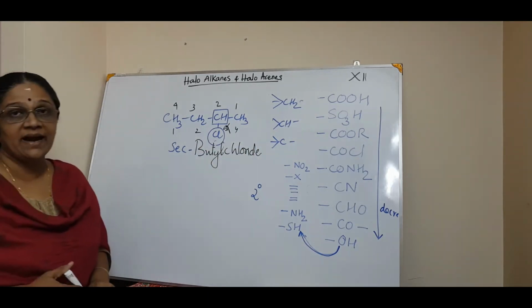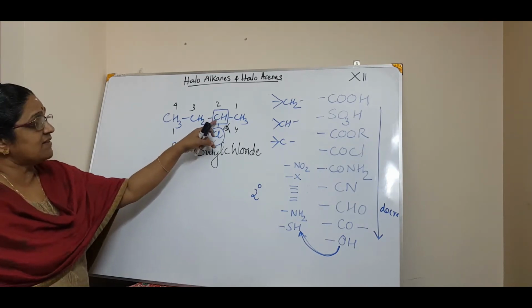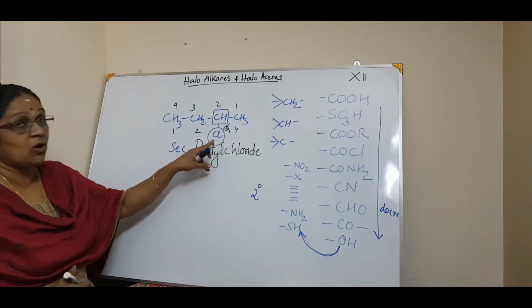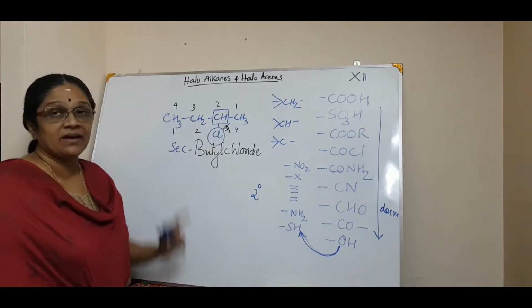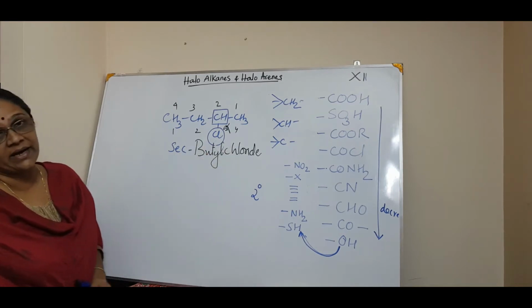There was some doubt in that, that's why I am explaining once more. Why secondary? Secondary means the chlorine atom or the halogen atom is attached to a secondary carbon atom. That is why you say secondary butyl chloride.